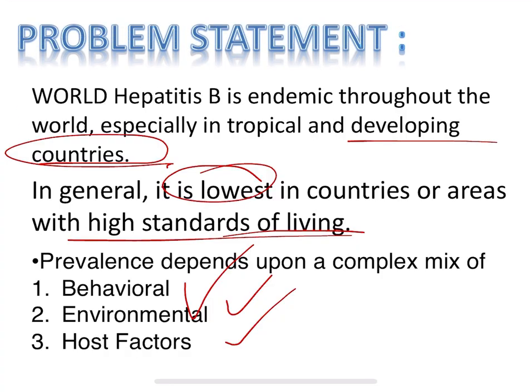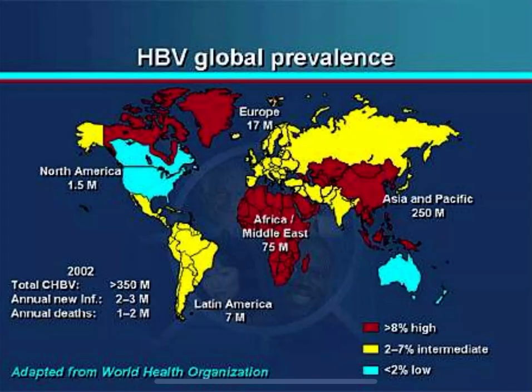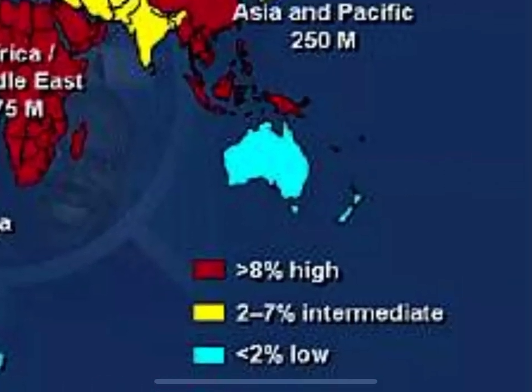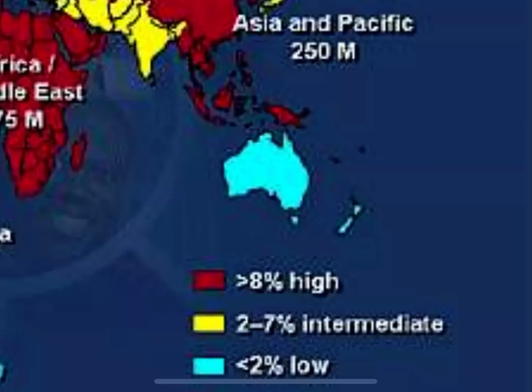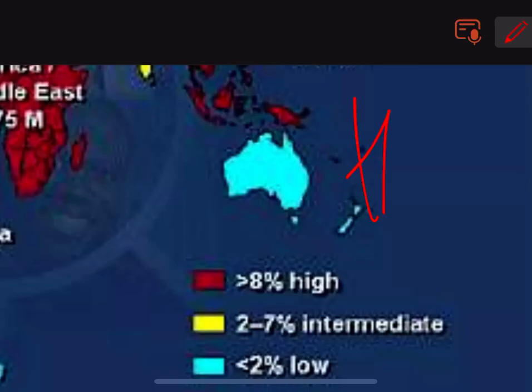Moving further, the hepatitis B virus global prevalence. Again, the endemicity of HBV infection is reflected in the prevalence of the HBsAg antigen in the general population. An HBsAg prevalence of 8% or more defines high endemic areas. I'll just write it down for you here, you'll get better clarity.